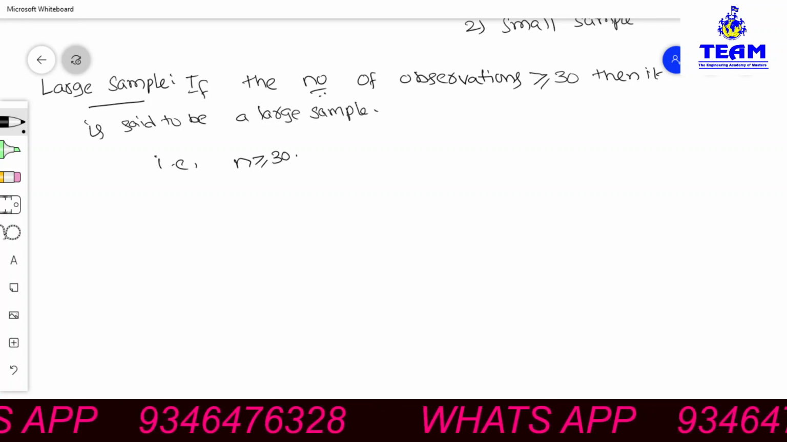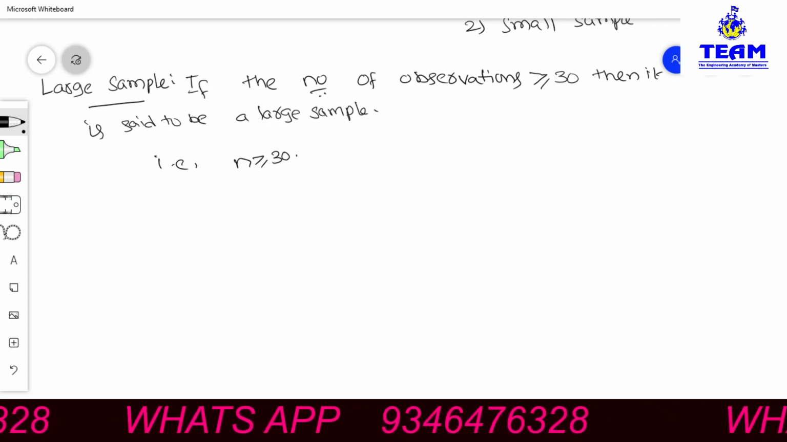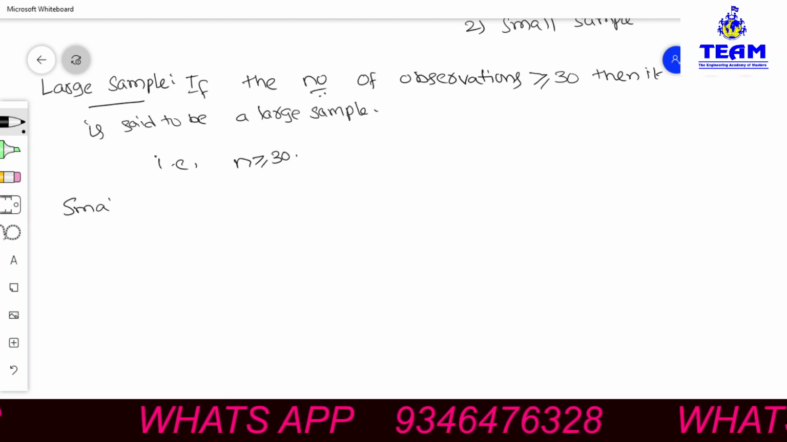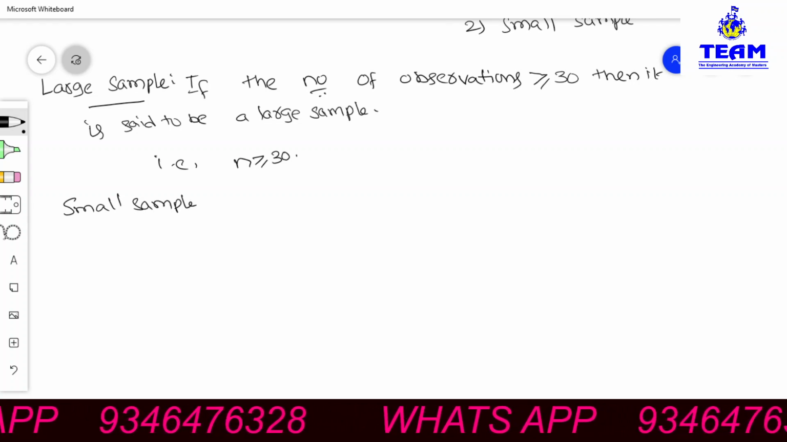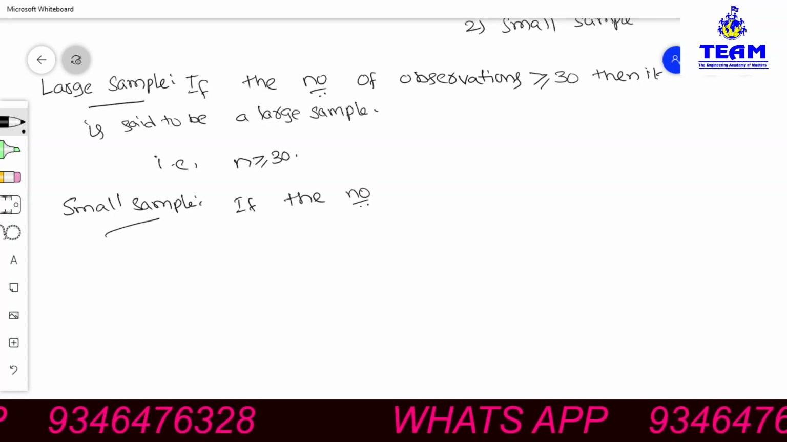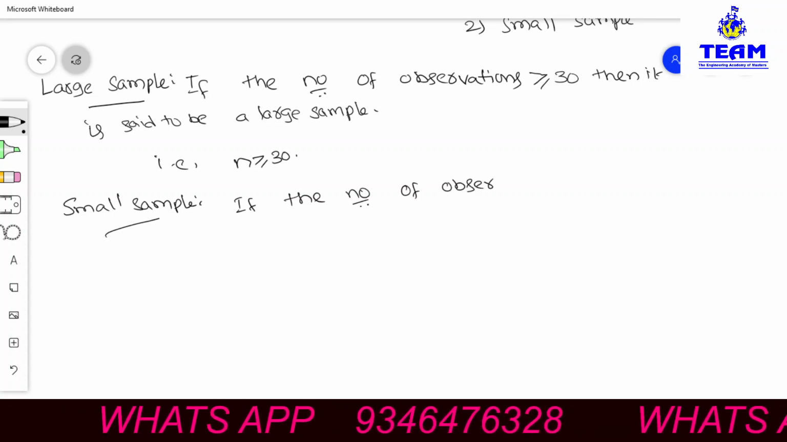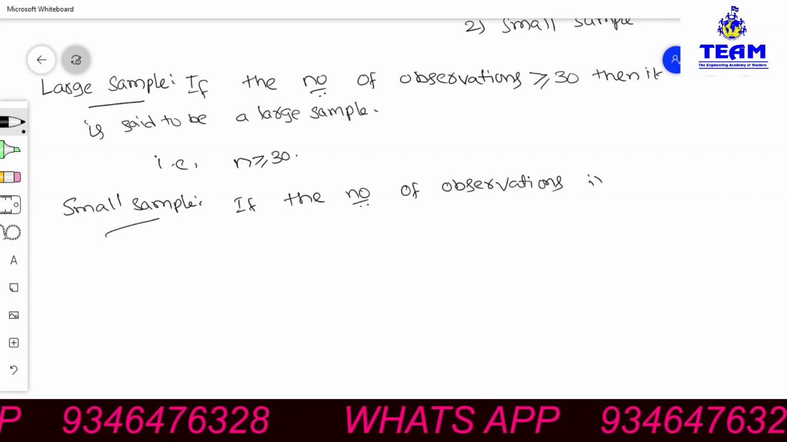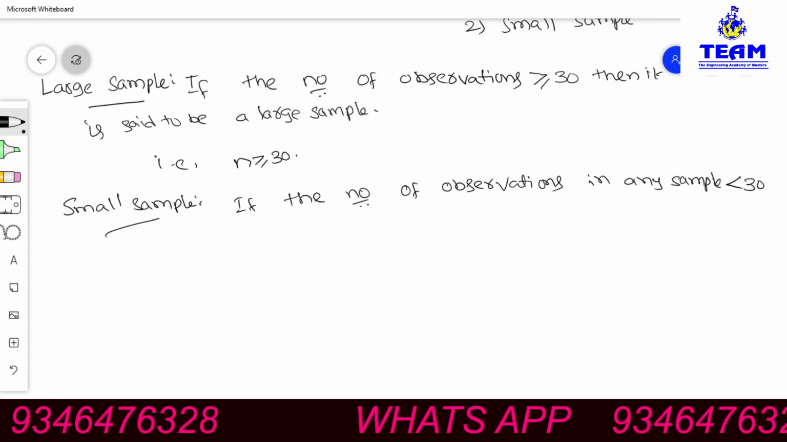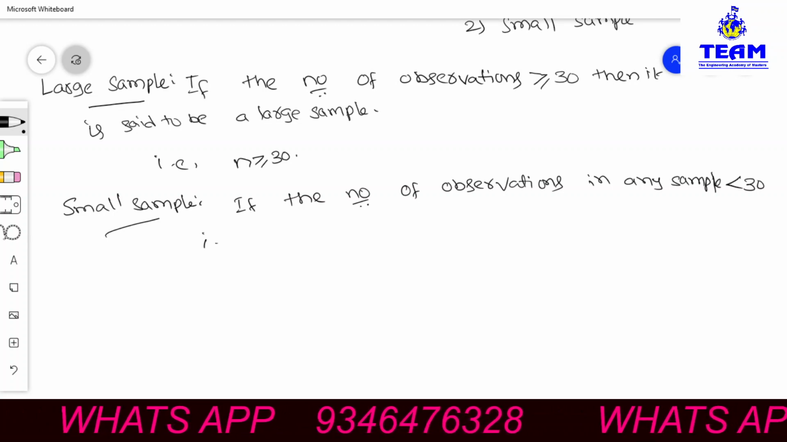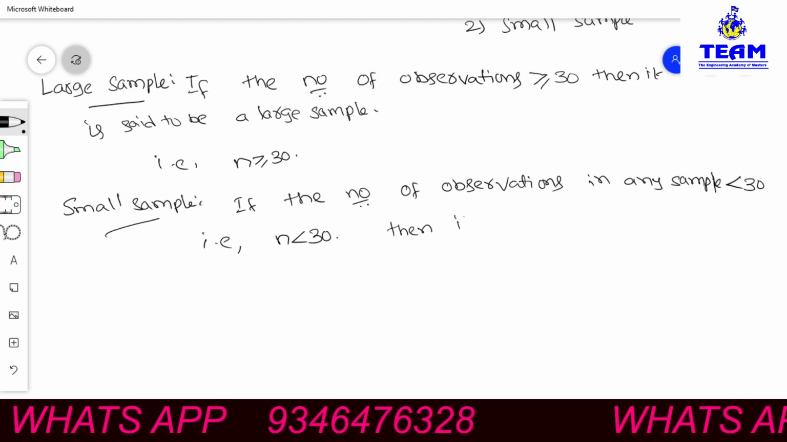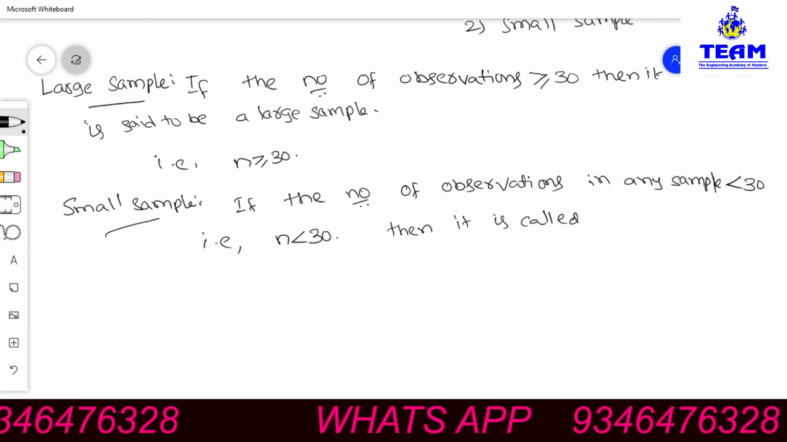That is, if the number of observations in any sample is less than 30, that is n less than 30, then it is called a small sample.